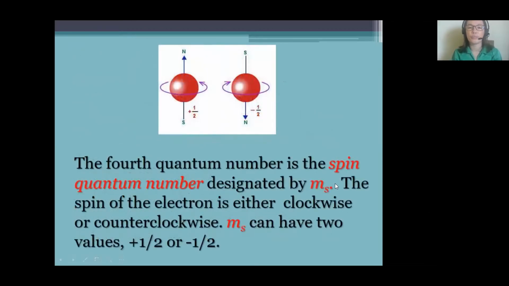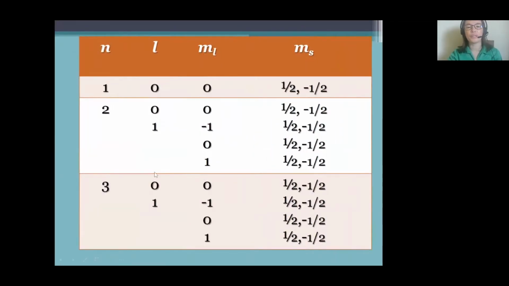And the fourth quantum number is the spin quantum number. This is designated by m sub s, where the spin of the electron is either clockwise or counterclockwise, and it has a value of positive 1/2 and negative 1/2. Okay, so if we are to summarize, in the first energy level, the azimuthal is 0. So the m sub l is also 0. So its spin quantum number is positive 1/2, negative 1/2.